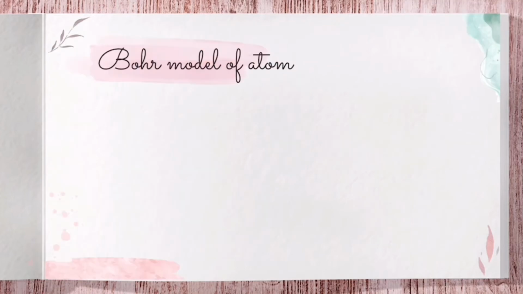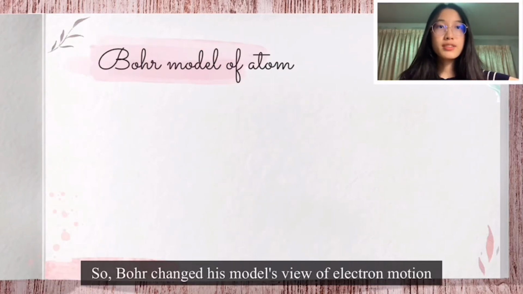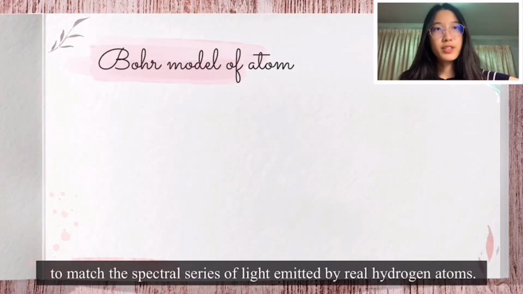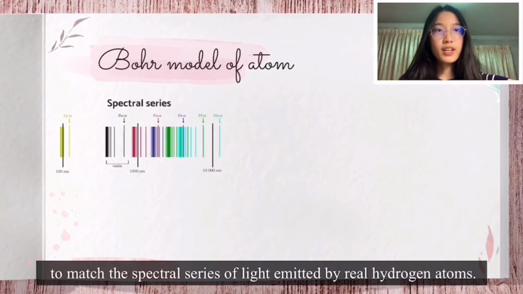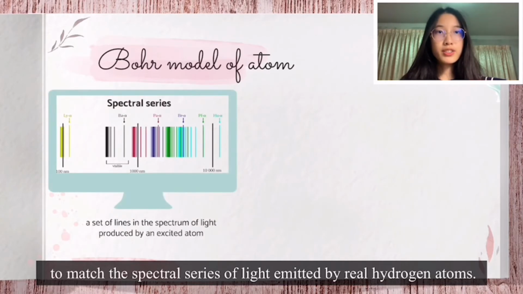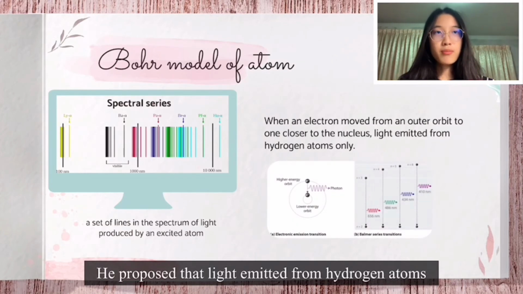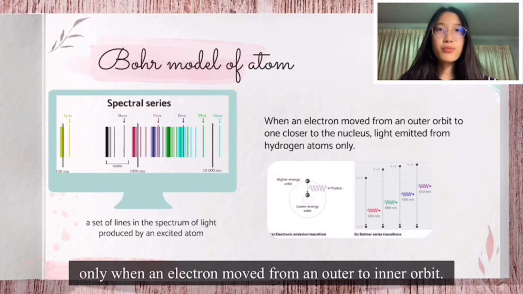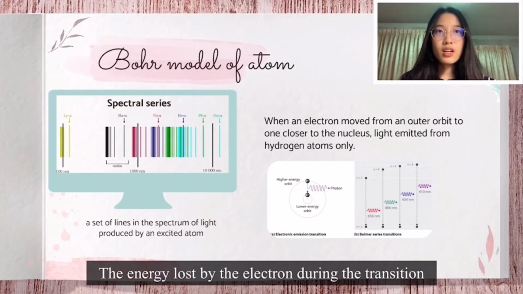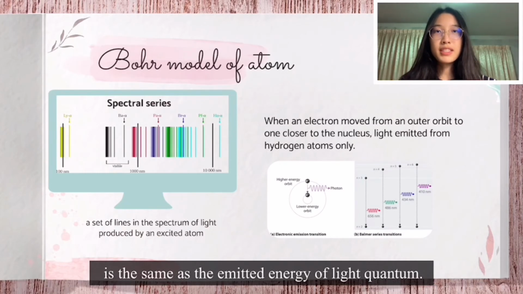So Bohr changed his model view of electron motion to match the spectral series of light emitted by real hydrogen atoms. He proposed that light is emitted from a hydrogen atom only when an electron moves from an outer to an inner orbit, and the energy lost by the electron during the transition is the same as the energy of the emitted light quantum.